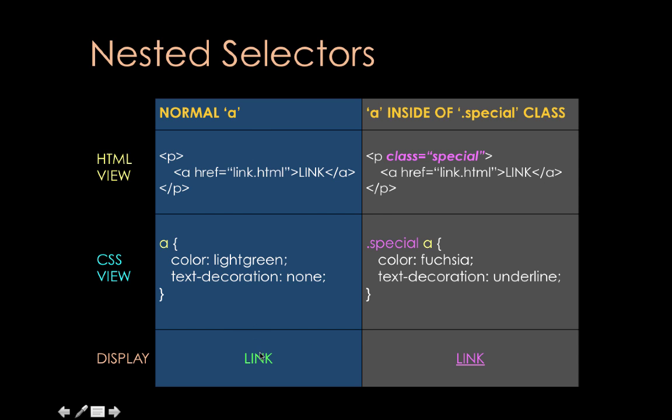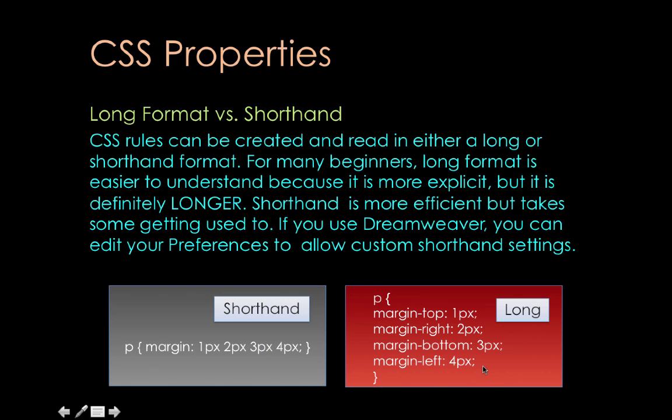So the normal A, you see, has no underline and it's green, just like the rule says up here, right? Just like the HTML is indicating. And then over here on the right, you see that this is the example of the special class where this anchor link was embedded in the HTML, or it was nested in the HTML inside of a paragraph tag whose class was special, right? And then with the way the CSS is written, you see that it shows up as fuchsia with an underline in the display viewport, okay?